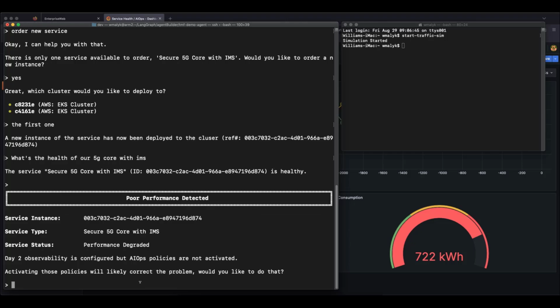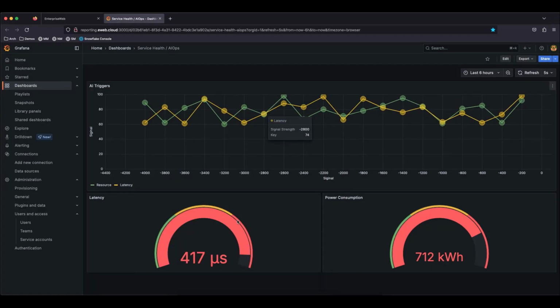So it's done a lot of reasoning for us in basically a few split seconds here, using correlation between the Cortex LLM, the MCP interfaces that we're providing, and the other support services from EnterpriseWeb. We can see that this is, of course, the health reflected in the observability dashboard. There's a problem.